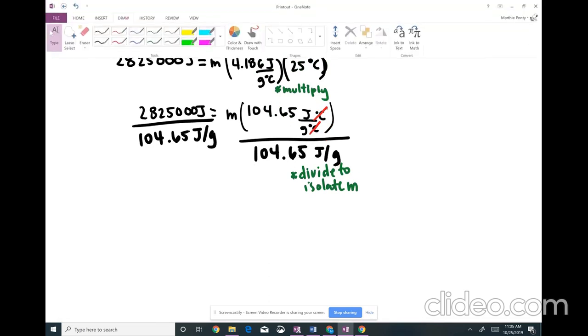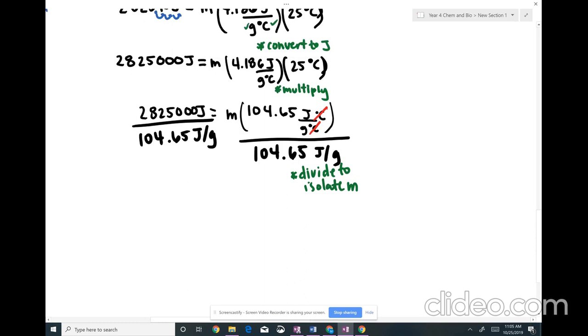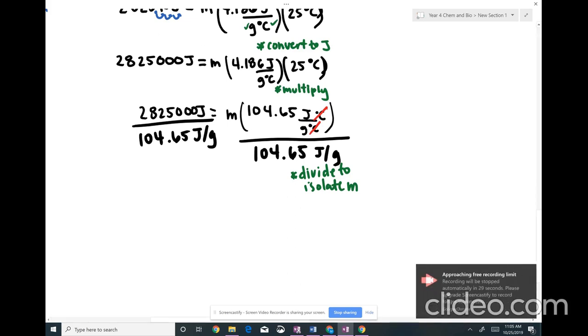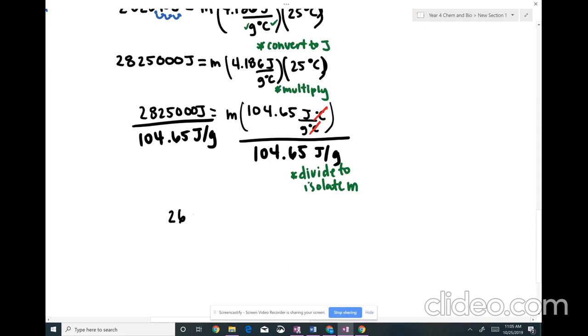And when I divide, this is what I should get. So 2,825,000 divided by 104.65. And then this is what I should get: 26944.74.